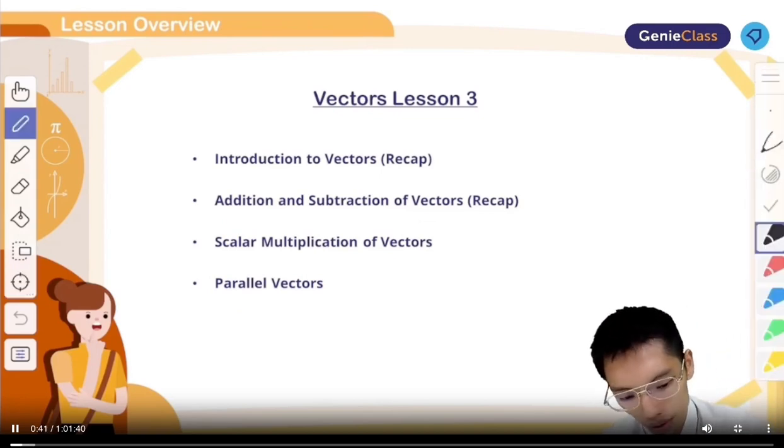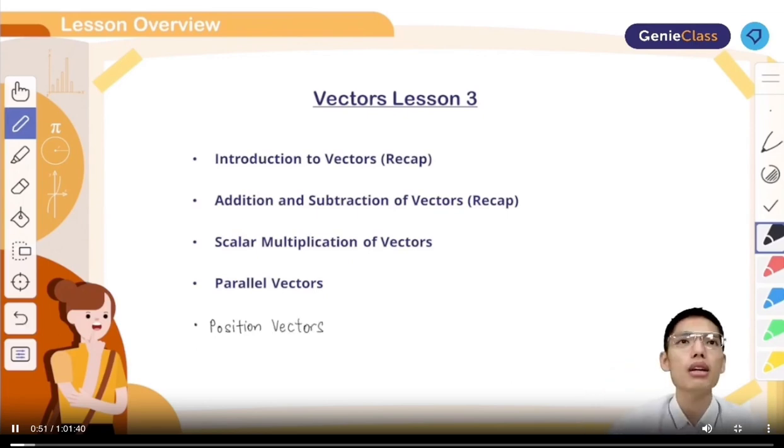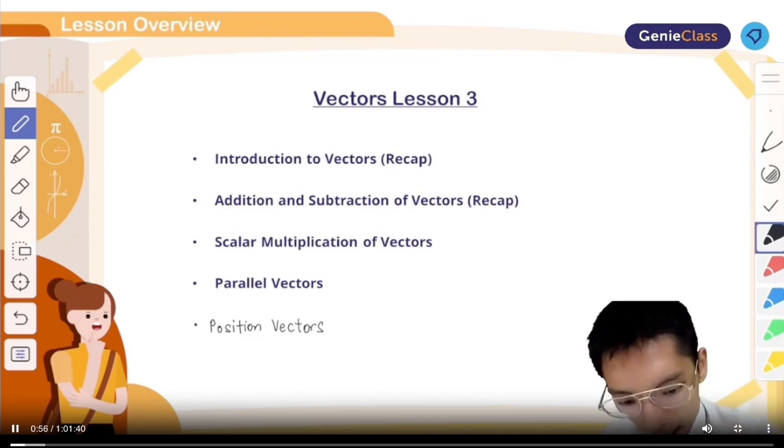So let me make a note over here. You're going to learn something known as position vectors. So one thing to take note in addition to all this as well. Alright, so just in case, they are part of parallel vectors, but in this case, quite related. Alright, so let's get it started.